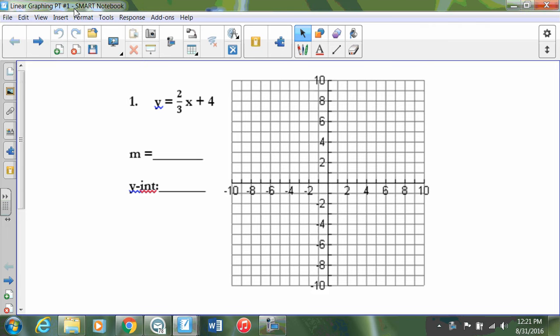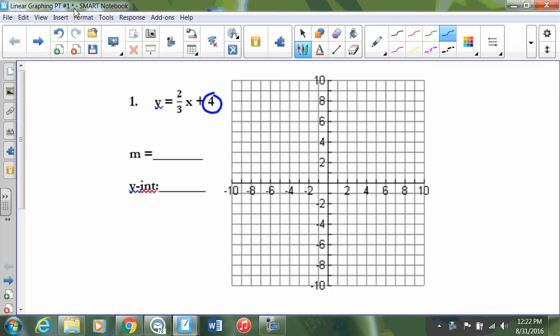Okay, here we go. Practice test number 1. When you see an equation in slope-intercept form like this one is, the number that's by itself is the y-intercept. So we go to the y-axis and we put a dot on 4. And then the number in front of the x is the slope.